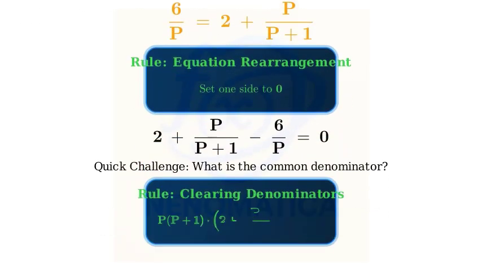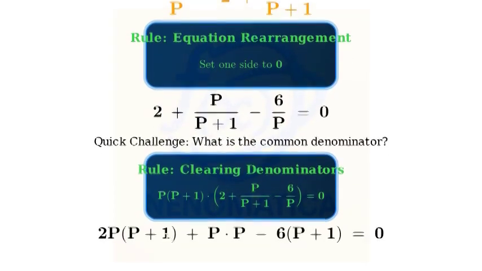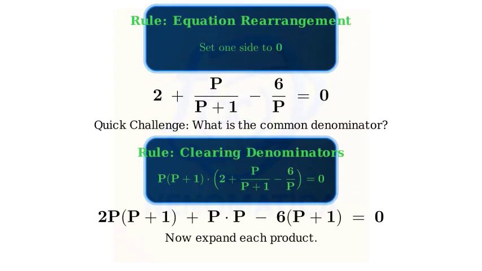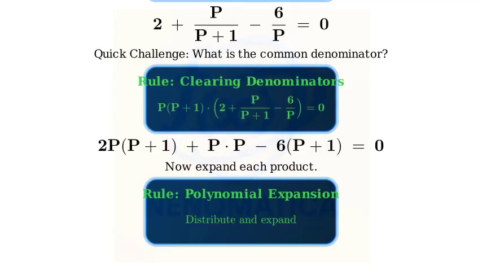Step 2. Clear denominators by multiplying both sides by the common denominator p times p plus 1. After multiplying, we get 2p times p plus 1 plus p times p minus 6 times p plus 1 equals 0. Step 3. Expand the products carefully.